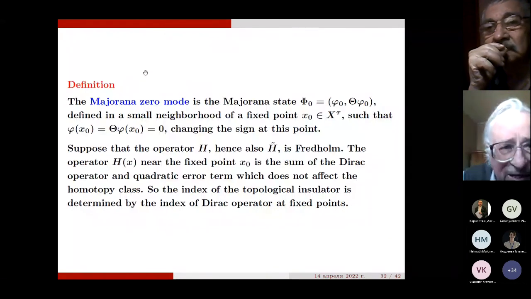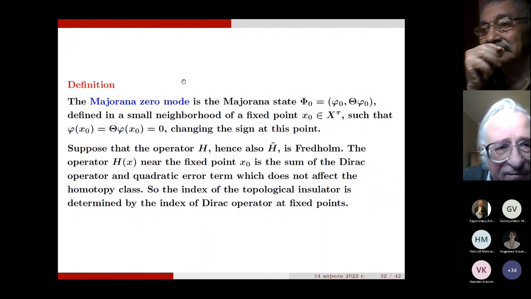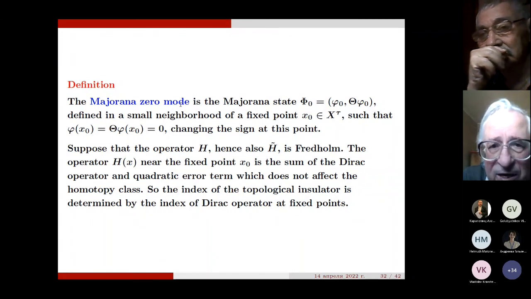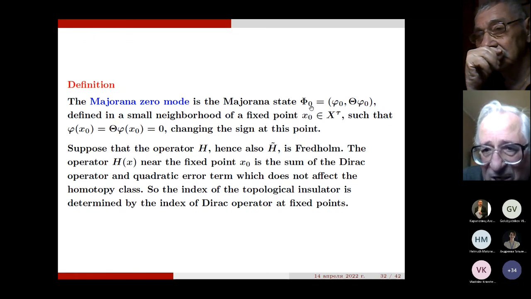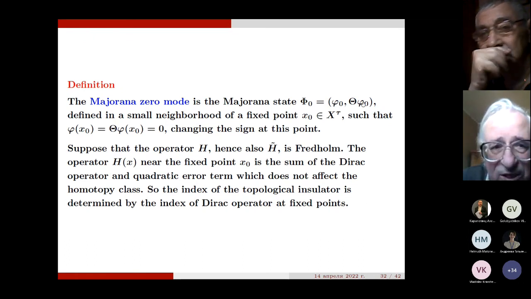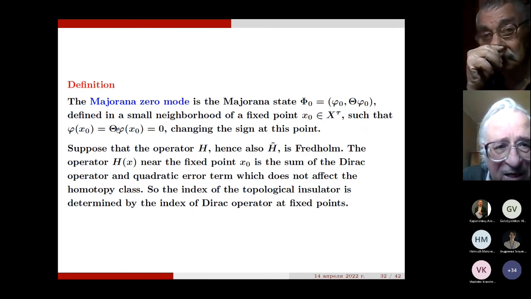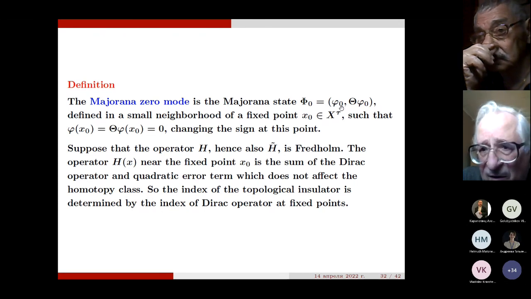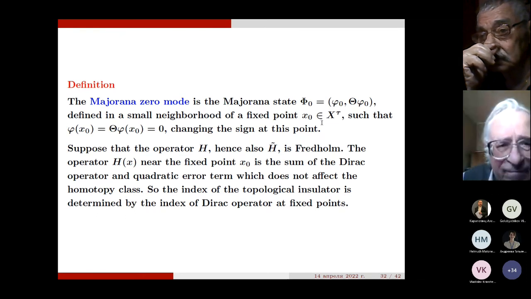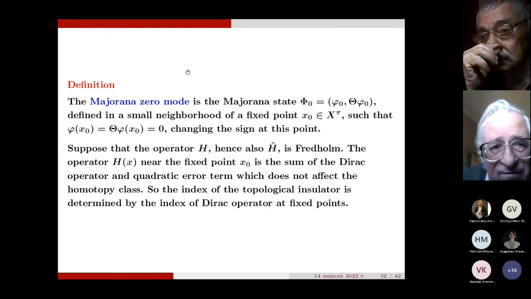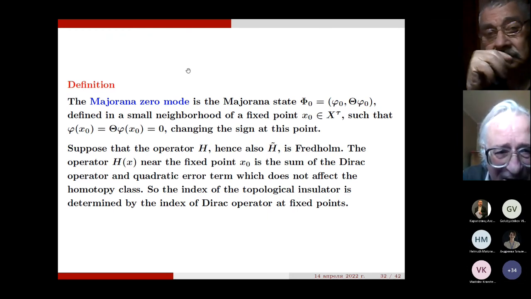Now, the next definition. This is the localization of our definition of Majorana state. The Majorana zero mode is the Majorana state phi sub 0, composed of these two states, which is defined in a small neighborhood of a fixed point X sub 0, such that phi and theta phi are equal to 0 at this point, and such that this phi sub 0 changes sign at this point. So this is the localized version of the Majorana state, which I just defined.